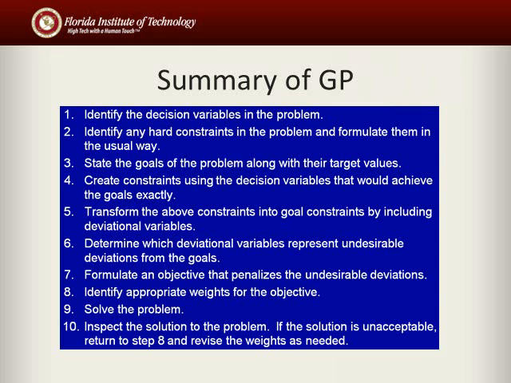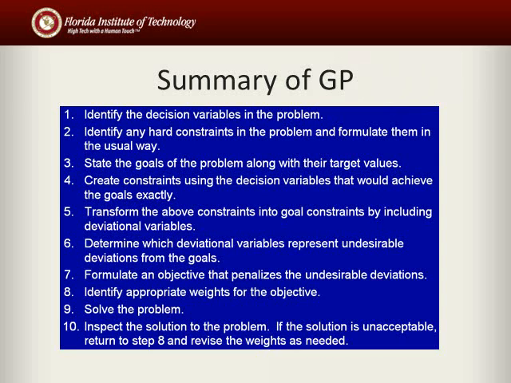So in summary, this is a summary of the steps that you can go through to formulate goal programming solutions. Number one, identify the decision variables in the problem, of course. Number two, identify any hard constraints in the problem and formulate them in the usual way, just a usual linear programming model, no deviational variables. Number three, state the goals of the problem along with the target value. Number four, create constraints using the decision variables that would achieve the goals exactly. And number five is to transform the constraints into goal constraints by including deviational variables.